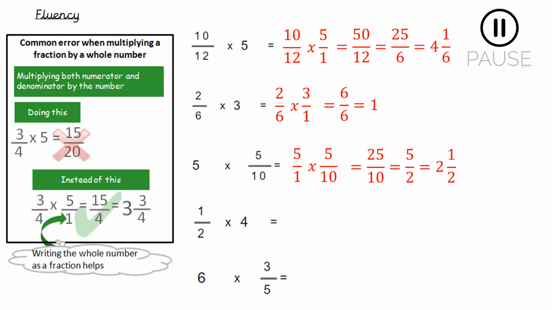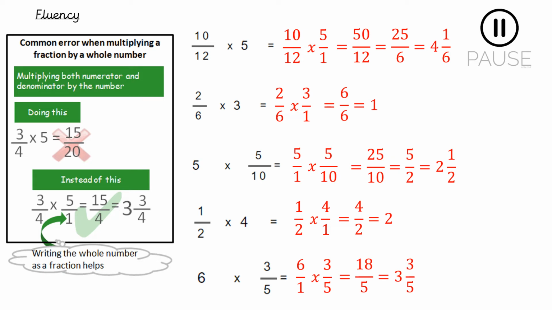And then, because that's an improper fraction, we can convert it to a mixed number. So we say how many 2s, or how many halves, are in 5. There's 2 whole ones with 1 left over. A half times 4 becomes a half times 4 over 1. 1 times 4 is 4, 2 times 1 is 2, so it's 4 halves, which is equal to 2 whole ones. And then finally, 6 times 3 fifths becomes 6 over 1 times 3 fifths. 6 times 3 is 18, and 1 times 5 is 5. Again, it's an improper fraction, so we say how many 5s are in 18? There's 3 with 3 left over, so it's 3 and 3 fifths.